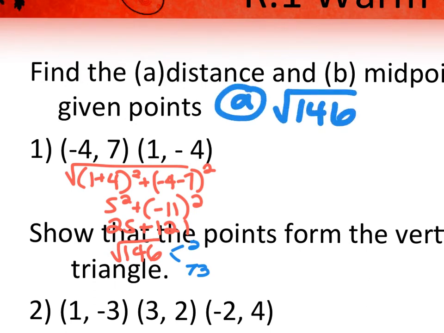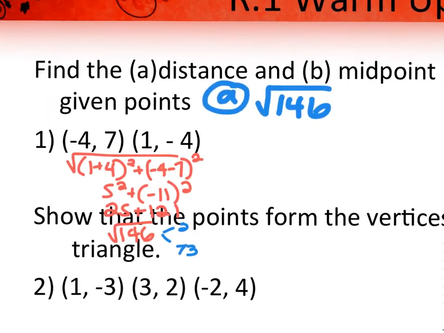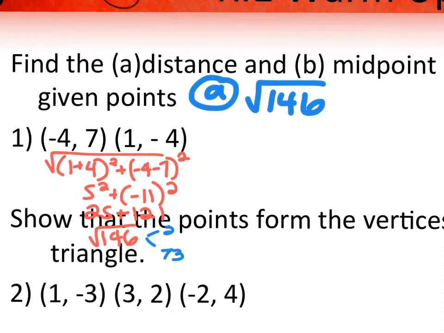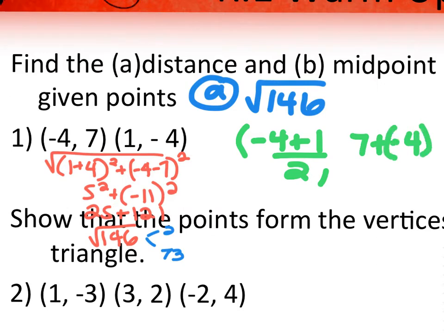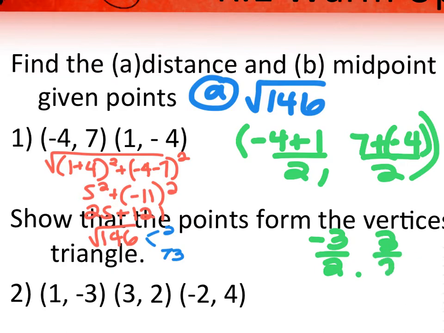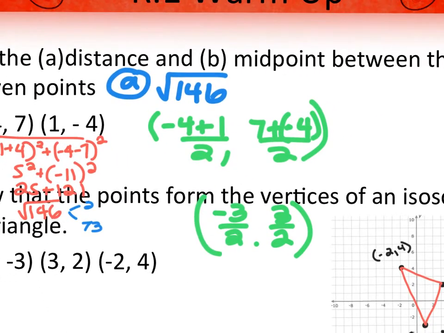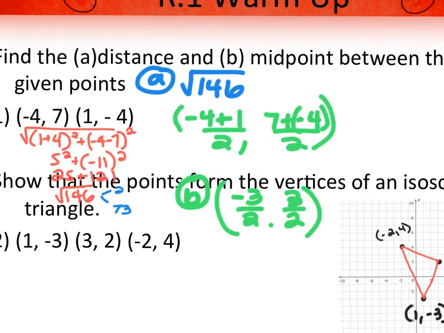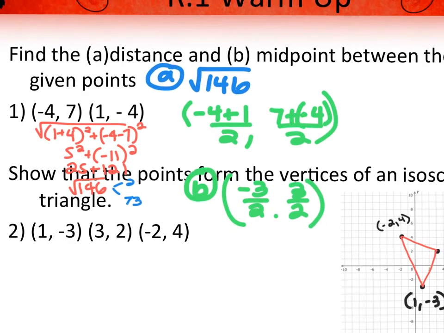Questions on that one? All right, B is now your midpoint, right? So B would be negative 4 plus 1 over 2, and then 7 plus negative 4 over 2. And you get negative 3 halves and positive 3 halves. And you can leave your answer like that, or you can make it into a mixed number. That would be negative 1.5 and 1.5, or a decimal because it would be exact. But you don't need to do that extra work. So if I was you, save it. Keep it as the improper fraction as long as it's simplified.